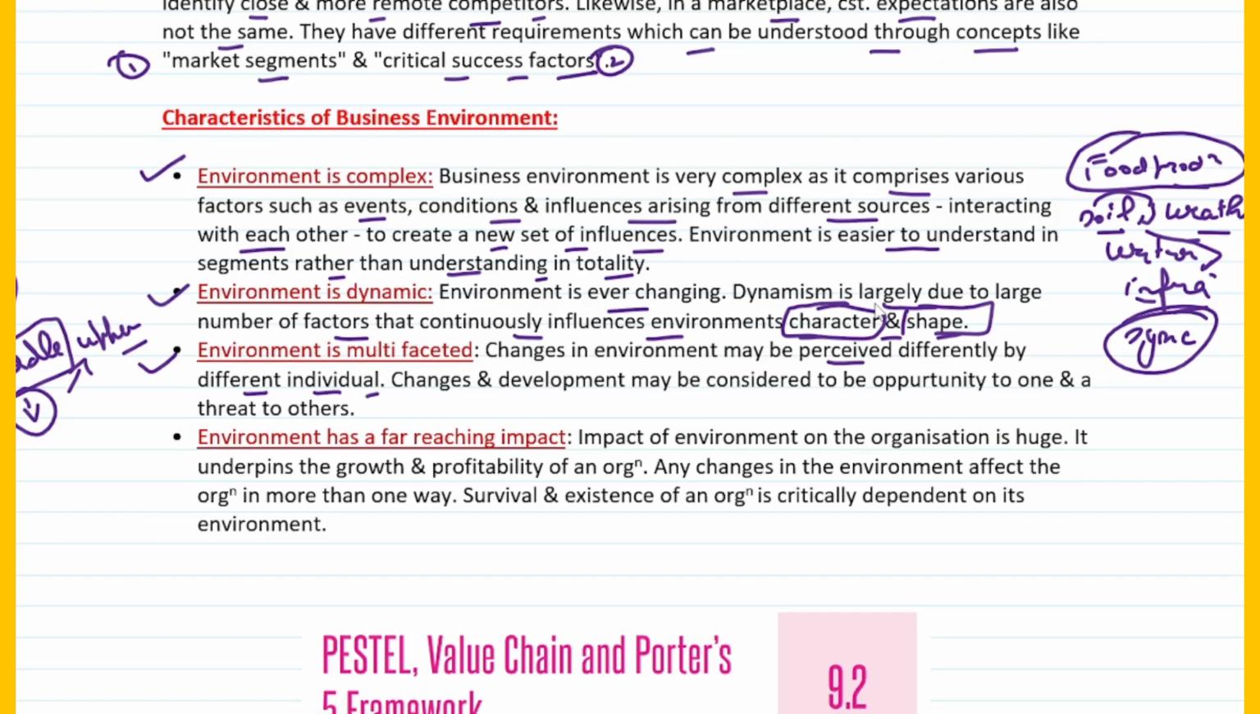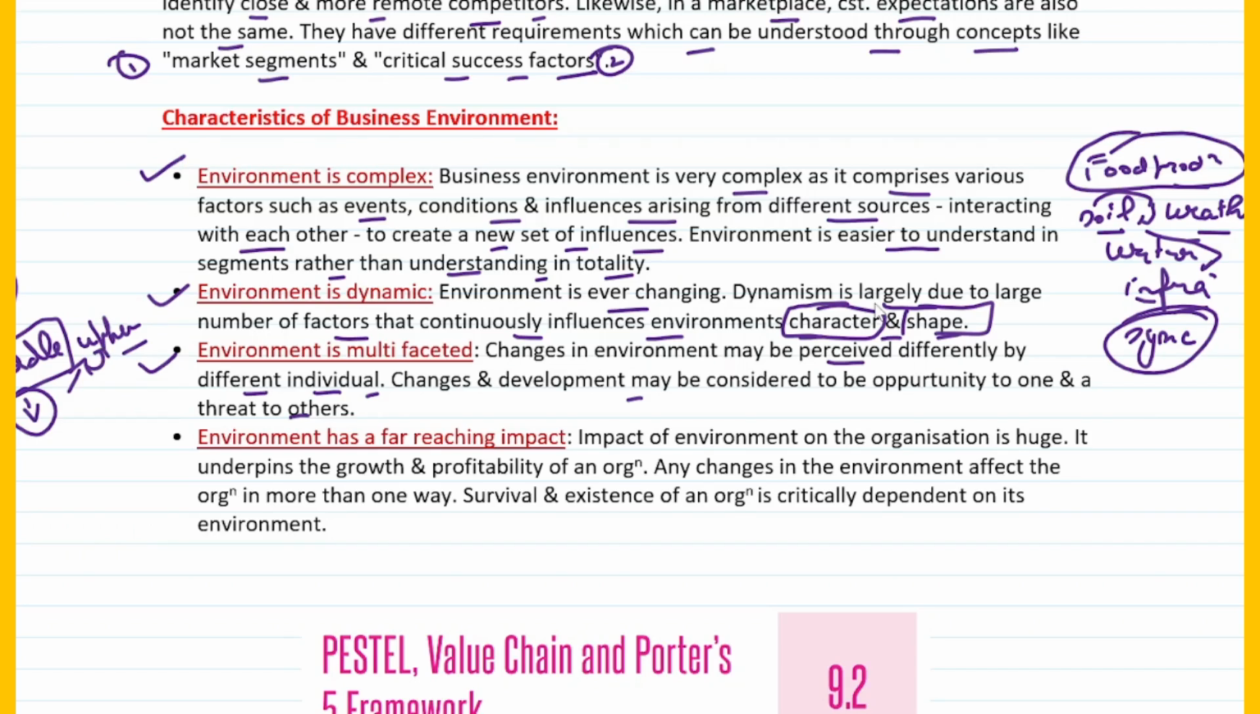You can take that example in case of a business also. So a change in environment may be perceived differently by different individuals. Now changes and development may be considered to be an opportunity to one and a threat to others. So that's what we are referring to. What can be an opportunity to one, that is the upper class, will be a threat to the other, that is the middle class.